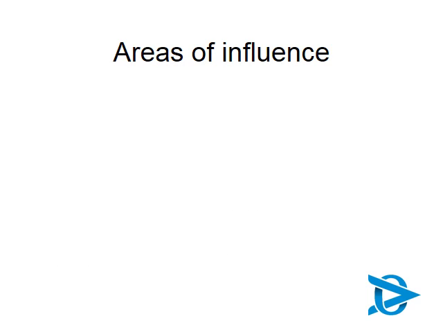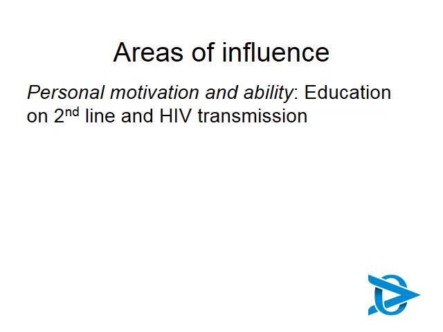So let us apply our areas of influence. On the personal level, by giving Jacob information about ARVs, HIV transmission, and the reason he is on second line, we are able to increase his motivation to get his viral load suppressed and to lead a life like any other young boy. You give him an opportunity to discuss his questions and worries around sexuality and HIV.